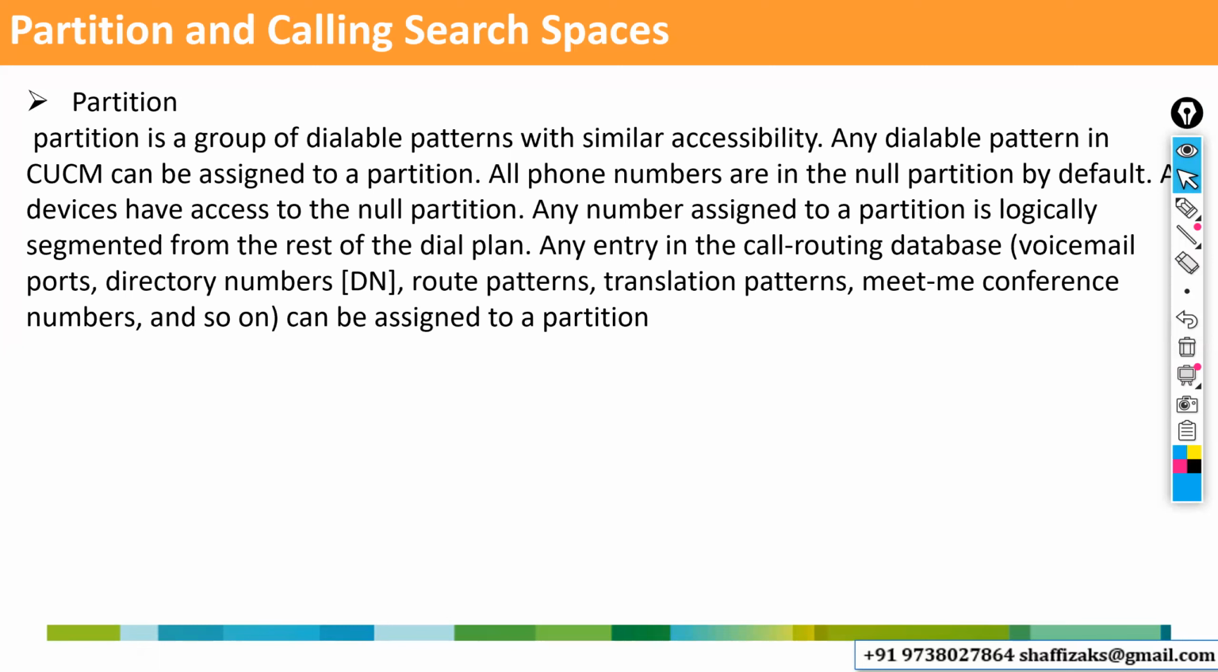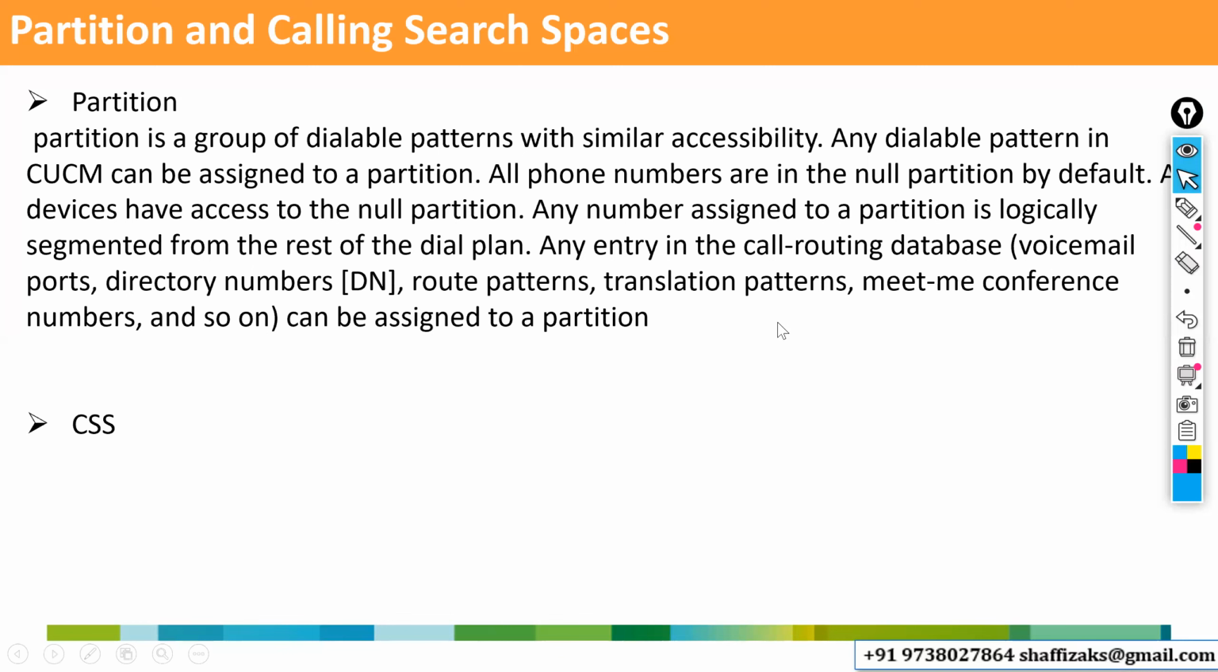What is the partition? In a Call Manager, for any number we are able to dial, we can assign a partition. For example, we have different types of numbers: DN number, translation pattern number, route pattern, meet-me number. For every different number, we are grouping: this is a DN number, this is a route pattern number, this is a translation pattern, by using the partition. That's it.